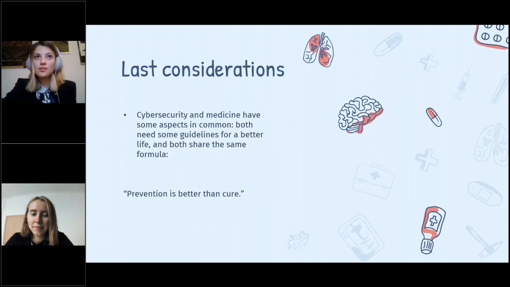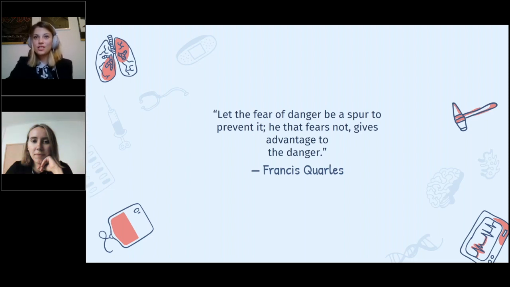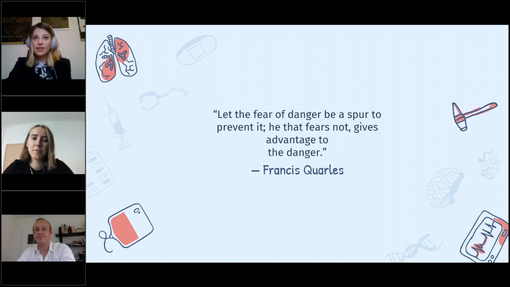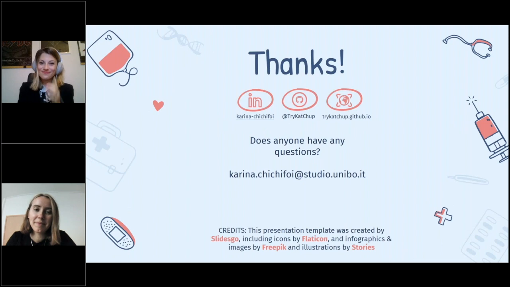And a last consideration is that cybersecurity and medicine have some aspects in common. Both need some guidelines for a better life, and both share the same formula: to prevent is better than cure. I also want to conclude with this sentence, which I found really suitable for this topic. Let the fear of danger be a spur to prevent it. He that fears not gives advantage to the danger. And thank you so much for the attention.